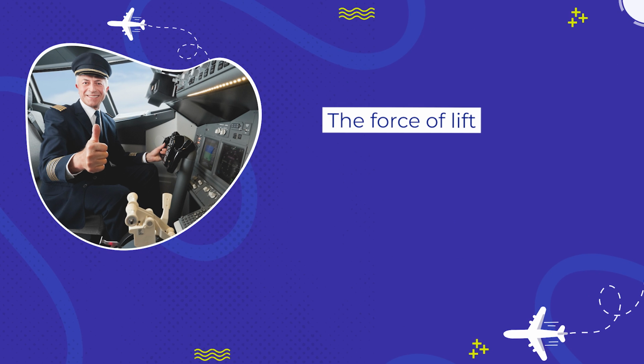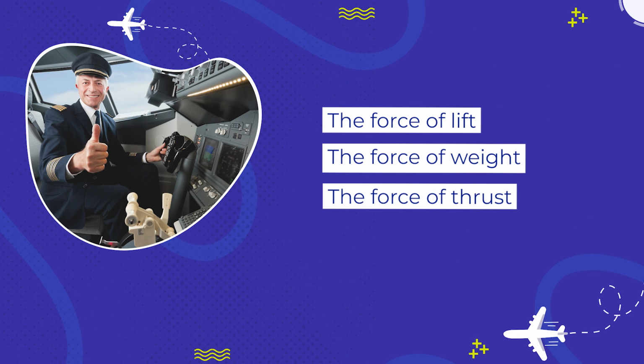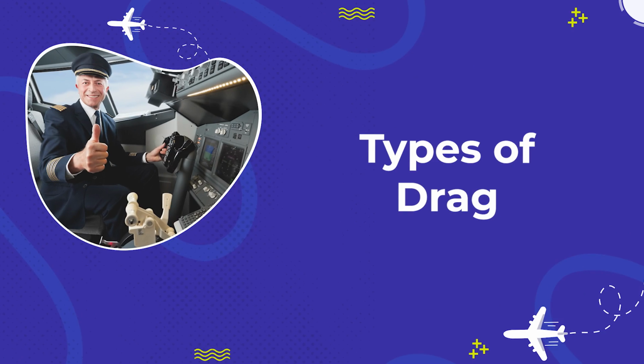If you remember, I had already told you about the types of forces that act on an aircraft. In a straight and level flight, there are four forces that act on an aircraft: the force of lift, the force of weight, the force of thrust, and the force of drag. All these forces are very important. So in my video today, I am going to be telling you about drag.